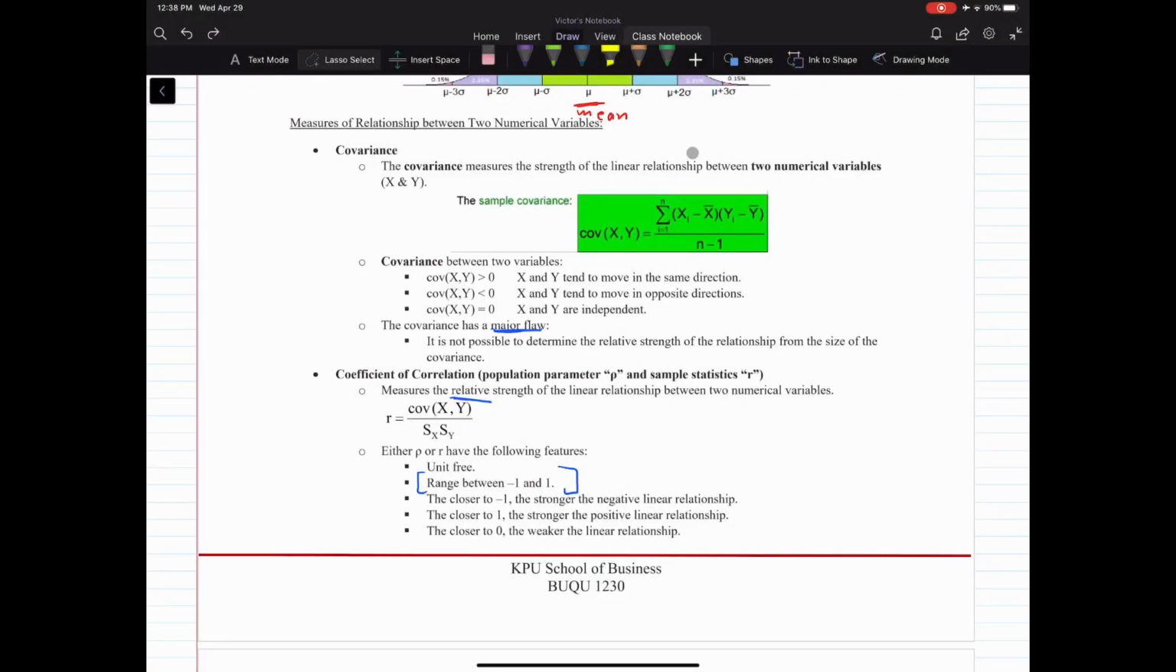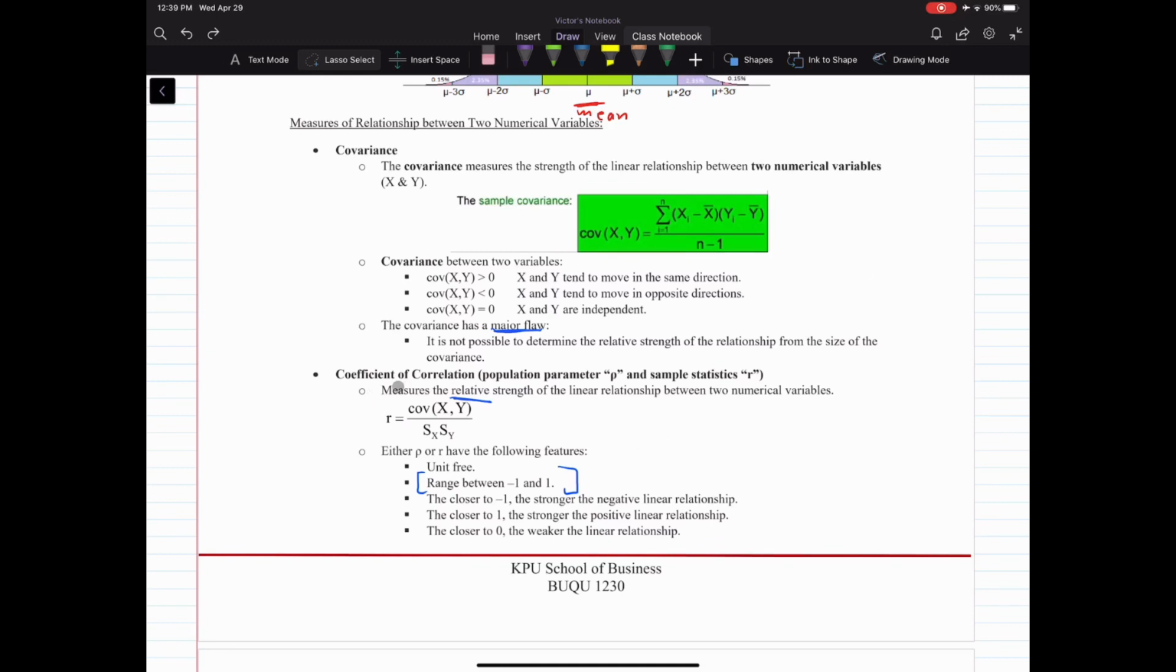So now that we know how to describe one numerical variable, next we're going to look at describing the relationship between two numerical variables. What we're going to look at is covariance and coefficient of correlation. Covariance measures the strength of the linear relationship between two numerical variables.